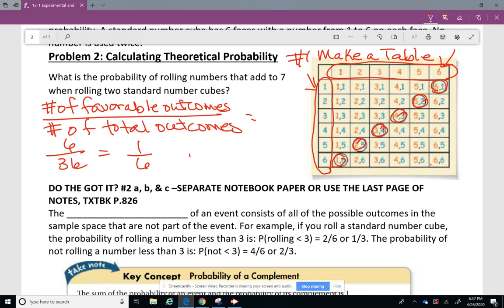All right, so you would write it like this. The probability of getting a 7 when you add them up is going to be 1/6. Okay, so that's your answer for that one.